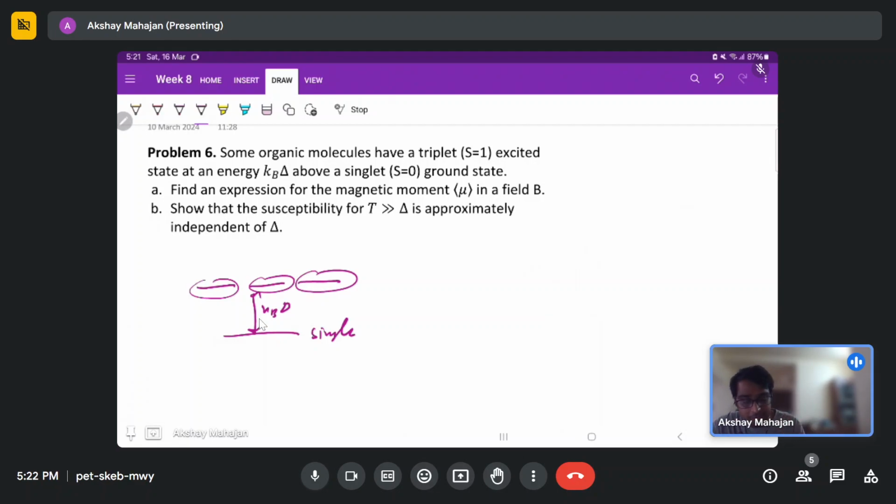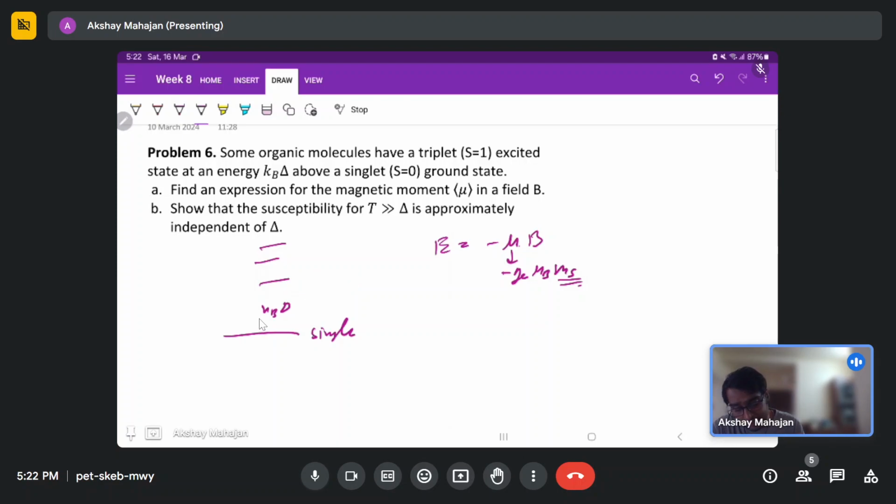they have different ms values, and as we have seen, this energy basically comes as minus mu times H, or you can say mu times B as well. That is just a difference of a constant. Okay, and this mu depends on minus ge times mu B times ms. So for different ms values you will have different energies. Depending on that, these three will not remain degenerate. You will have three different energy levels. Okay, so that is the brief description of the problem.